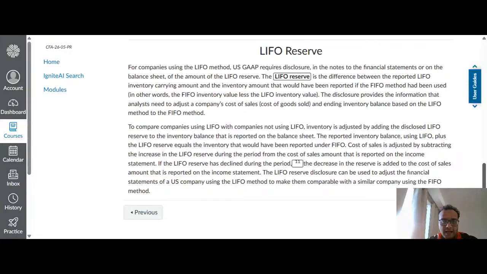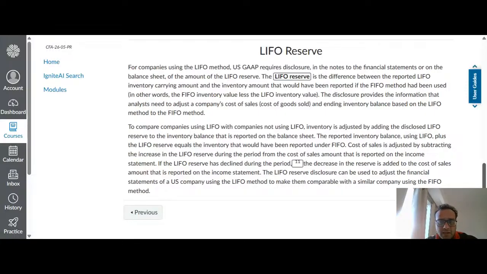Okay. So क्या करना है? To compare companies using LIFO with the companies not using LIFO, inventory is adjusted by adding the disclosed LIFO reserves to the inventory balance that is reported on the balance sheet. The reported inventory balance using LIFO plus LIFO reserve equals the inventory that would have been reported under FIFO. Cost of sales is adjusted by subtracting the increase in LIFO reserve during the period from the cost of sales during the year that is reported on the income statement.